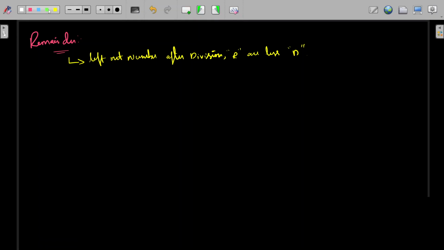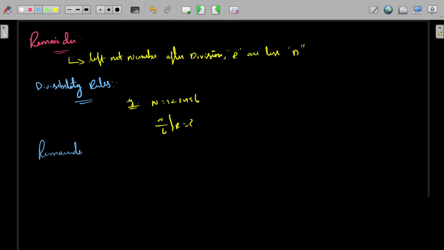In divisibility rules, for example, we have a number having multiple digits, 1, 2, 3, 4, 5, 6. If I want to divide this number by 6 and find my remainder, how do we do this? This is what we discuss in divisibility rules. But in remainders, we are going to have a number with a power. If I divide this number, what is my remainder? So in divisibility, we have a number made by digits which are stacked linearly, whereas in remainders, we discuss how to find remainders if a number has a power. So that's the key differentiation.